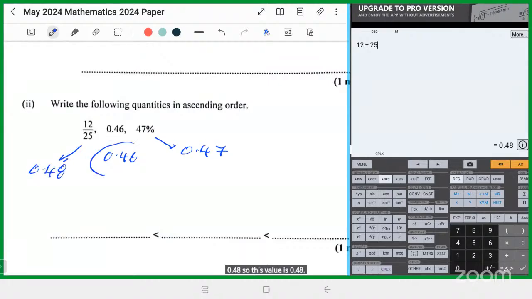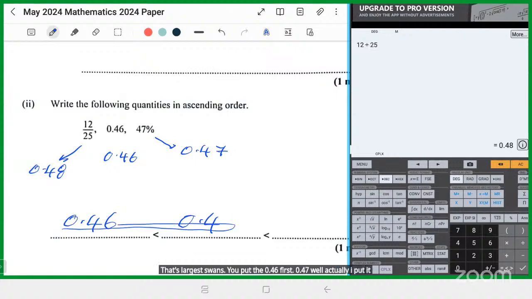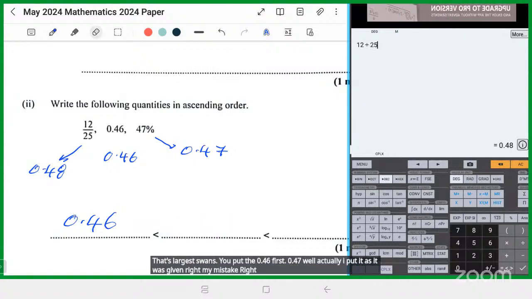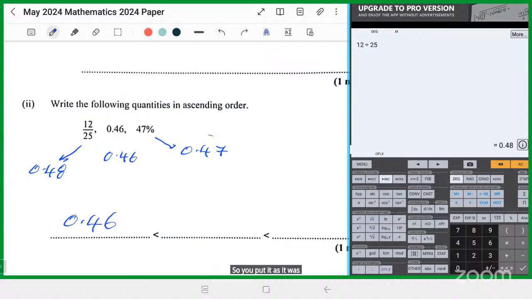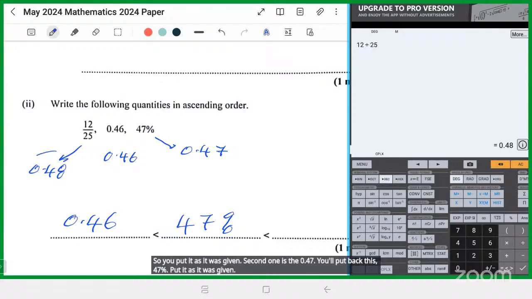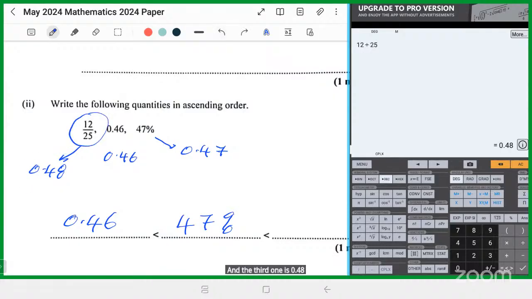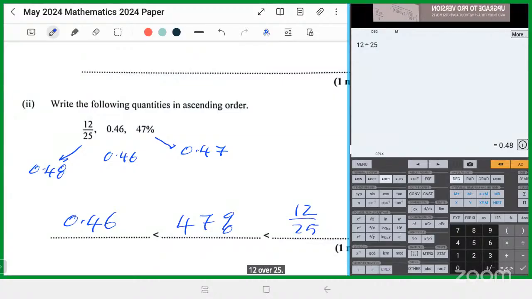So this is the smallest one. This is the second one. That's the largest one. So you put the 0.46 first. Well, actually I have to put it as it was given, right? My mistake. This one is okay, but I gave you 0.46, so you put it as it was given. The second one is the 47%. You put it as it was given. And the third one is 0.48, but again, you have to put it back as it was given, 12 over 25. So that is it.